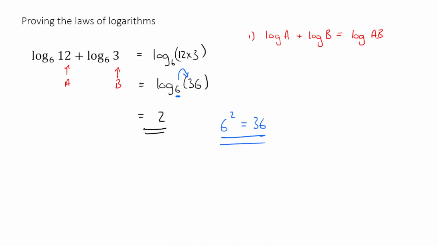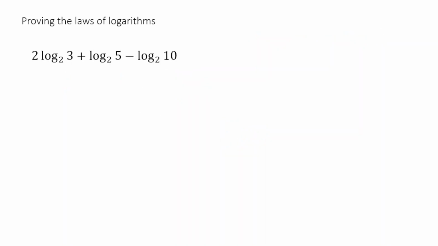Now let's have a look at the second question, which will apply two laws. Here we've got 2 log base 2 of 3 plus log base 2 of 5 minus log base 2 of 10. How can we simplify that? Well, the first thing is to notice that we can simplify this expression here, 2 log base 2 of 3. The way we can do that is we can apply rule number 3. If you can't remember, rule number 3 is this: if I have the log of A to the power of P, then that is equal to P times log A, right? So in other words, I can bring the power down to the front.